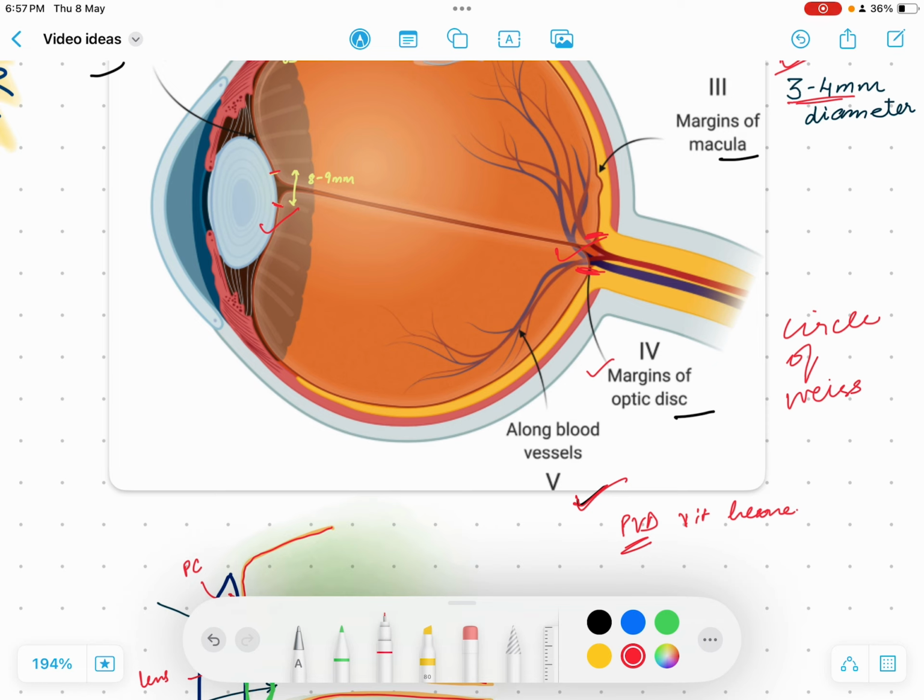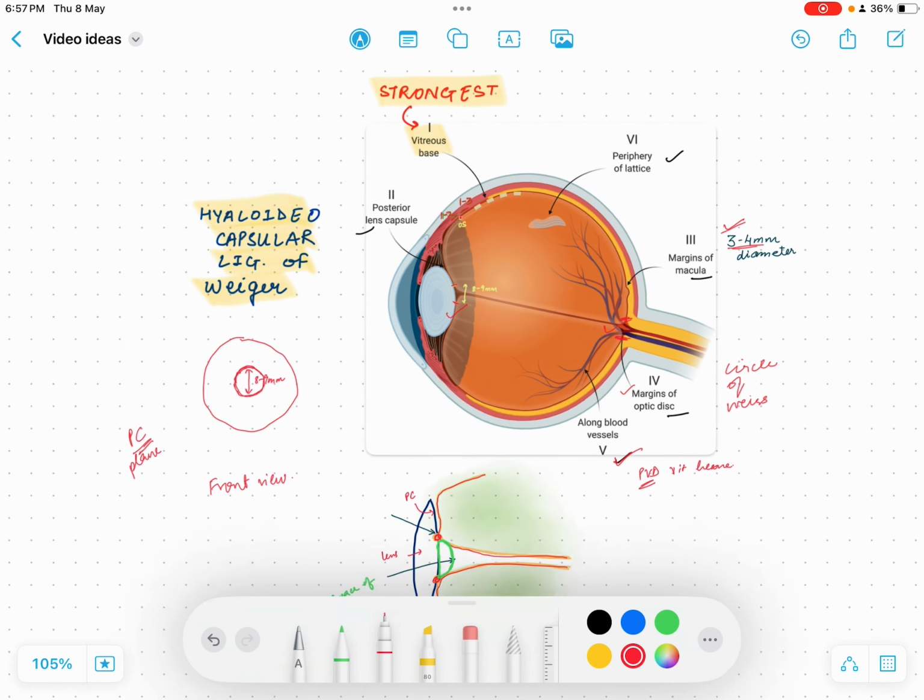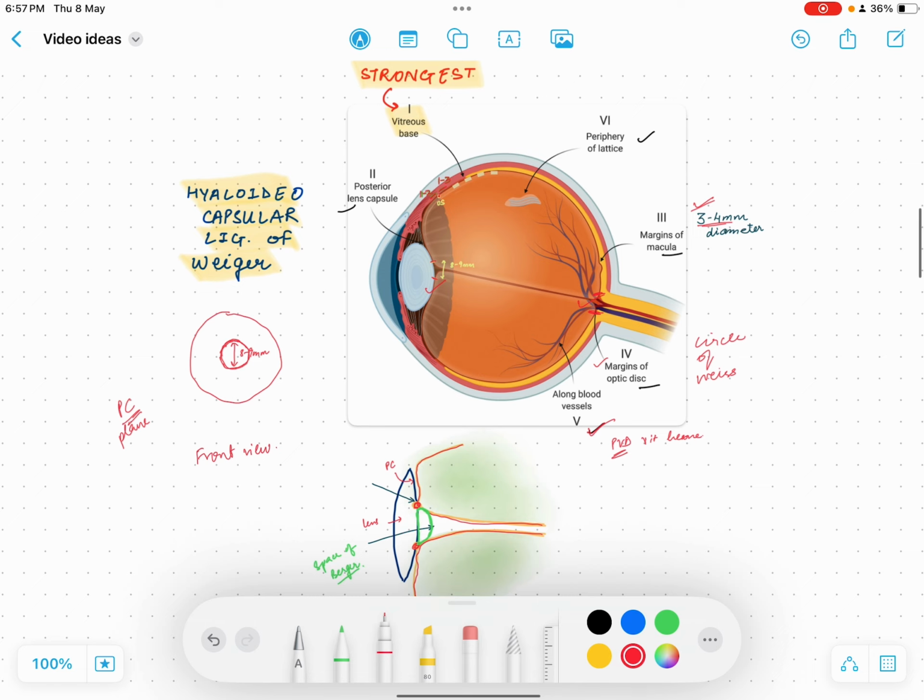So when we see a PVD induced vitreous hemorrhage, it is important to follow up the patient and make sure that a thorough dilated examination of the fundus is done to look for any breaks that might be present, because with the pulling of the vitreous there can be a retinal break formation as well. So this diagram basically sums up all the vitreous attachments.